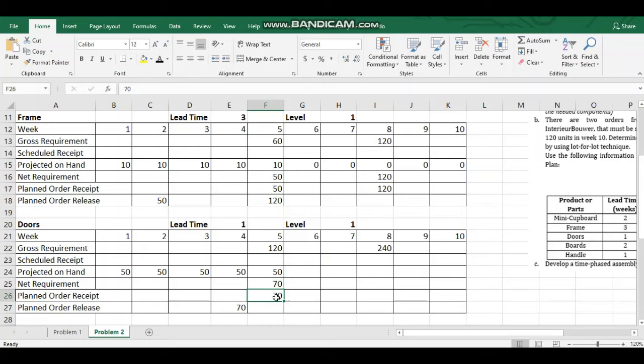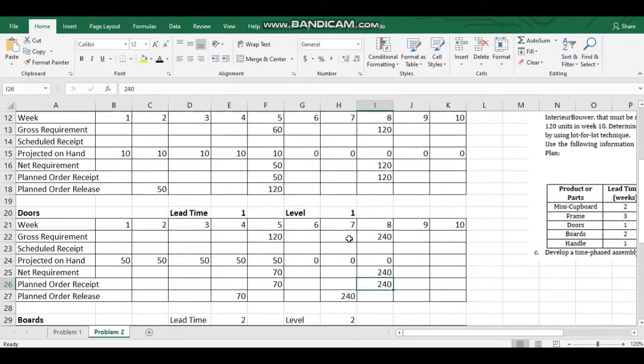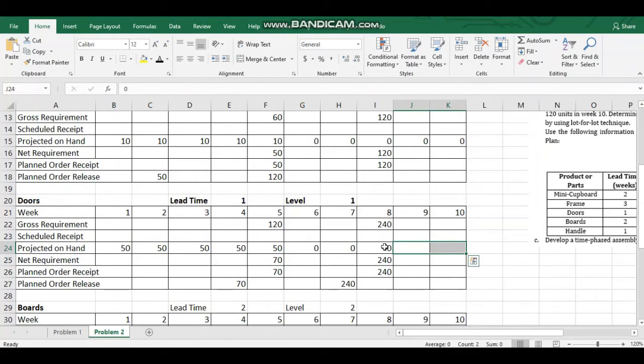Okay, so 70 plus 50 will be used to fulfill the gross requirement, and there is no inventory for the next week. Until week 8, there's no inventory. Since we have no inventory, the net requirement is 240, and since we have a net requirement, we have to order 1 week before, and it will be received here in week 8, and will be used to fulfill this gross requirement. And so there is no inventory until the end.